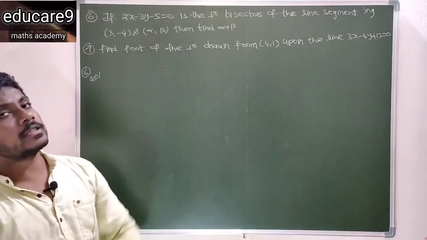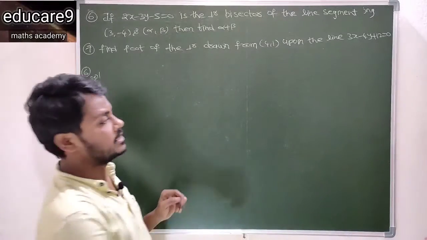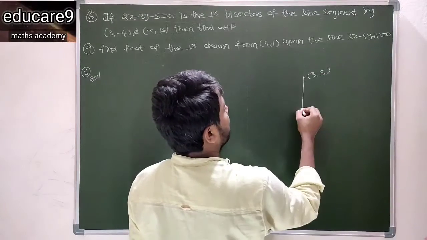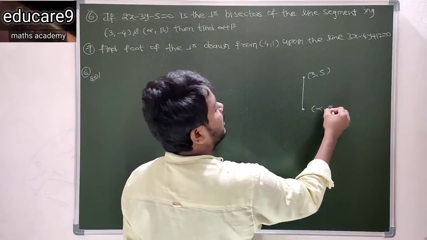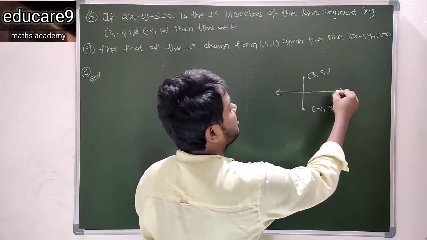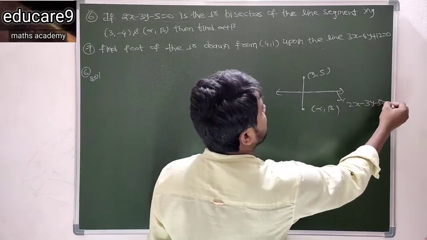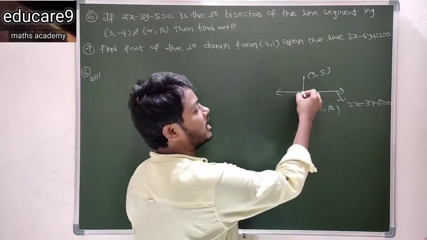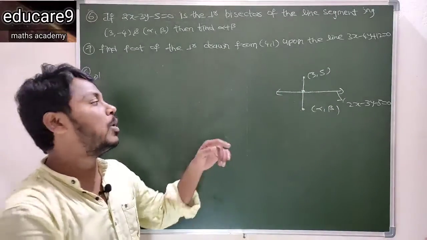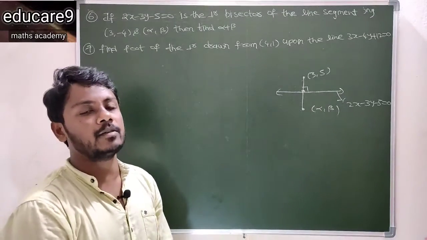Here 2x minus 3y minus 5 equals 0 is the perpendicular bisector of the line joining 2 points. So this is 3 comma 5 and this is alpha comma beta. So the given perpendicular bisector is what? 2x minus 3y minus 5 equals 0. Perpendicular bisector means this line bisects the line joining the points and is perpendicular to it. Then only that line is called a perpendicular bisector.